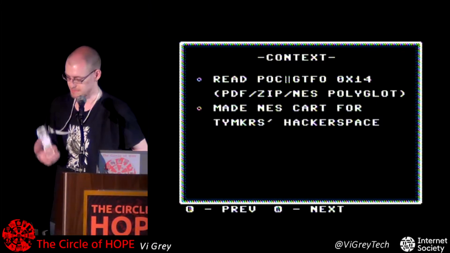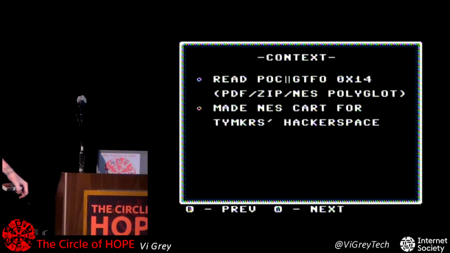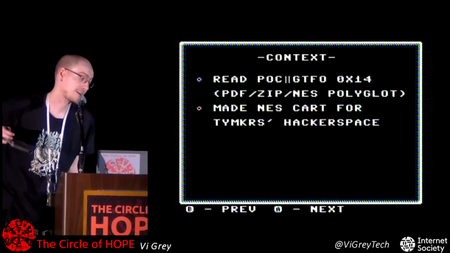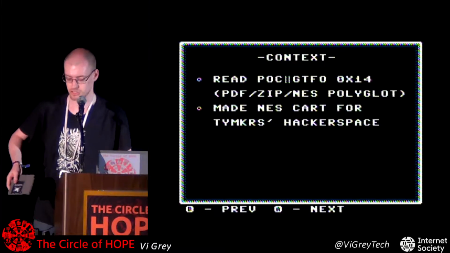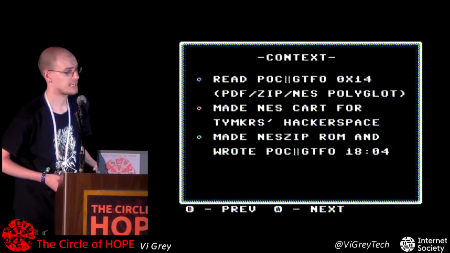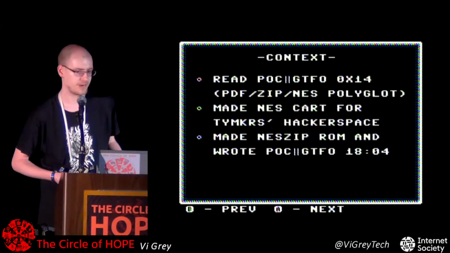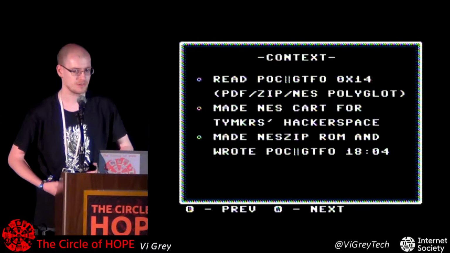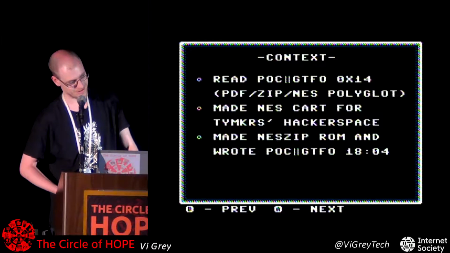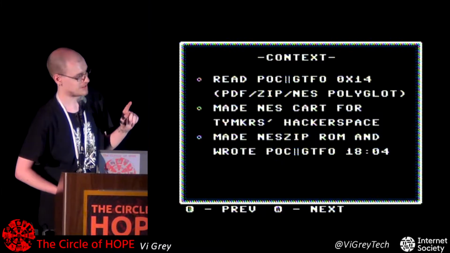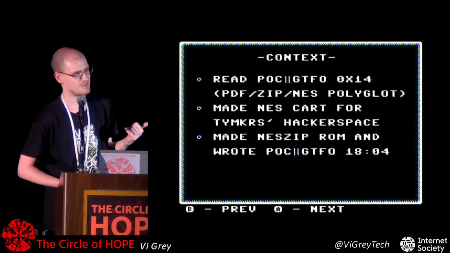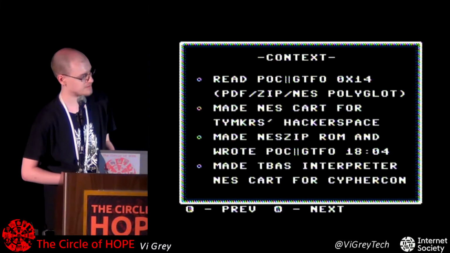So I made an NES cartridge for the Toy Makers' Hackerspace. They developed this badge, and this was the cartridge. It required a Game Genie, which is why the presentation is called I Dream of Game Genies and Zip Files. And then I ended up making an NES ROM that was also a zip file that can be burned onto an NES ROM. So if you dumped the NES ROM, it would be a zip file that contains its source code. I wrote an article in Proof of Concept or Get the Fuck Out, issue 18, which just released a little later last month, I believe.